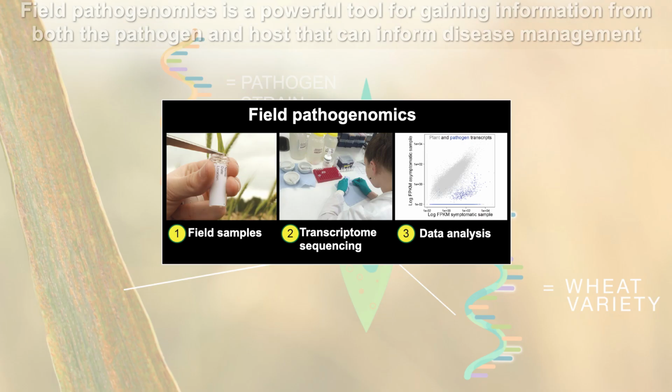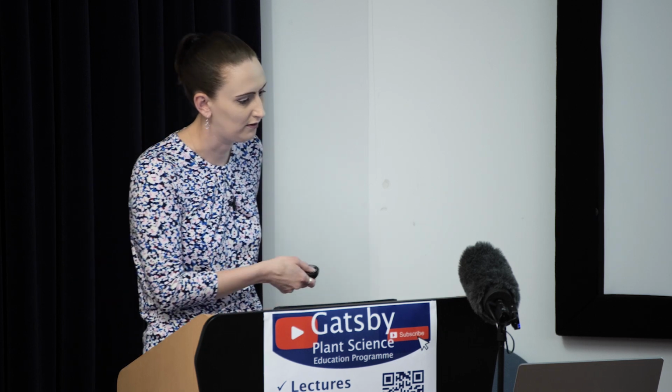To look at this in a bit more detail, we go out and collect samples from the field. These will be infected leaf samples or stem samples, or we work with collaborators to get samples from all over the globe. And then we do what we call transcriptome sequencing. We extract RNA from these samples, do transcriptome sequencing, and magical data analysis in order to type our fungal strains.